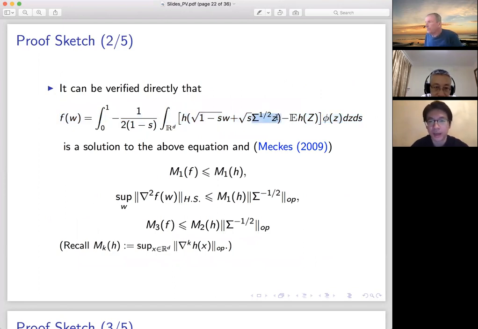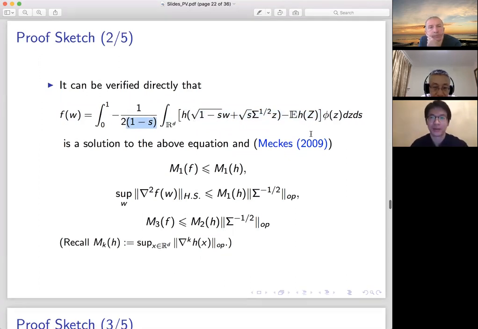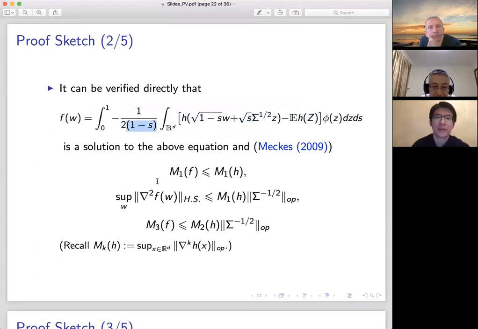So sigma half times z is a normal with covariance sigma. So this is the solution. You may be worried about this integrability issue when s is close to 1. What happens is when s is close to 1, this difference after integration over z is close to 0. There will be no problem when h is sufficiently smooth. So that's a solution, and we have properties of this solution.